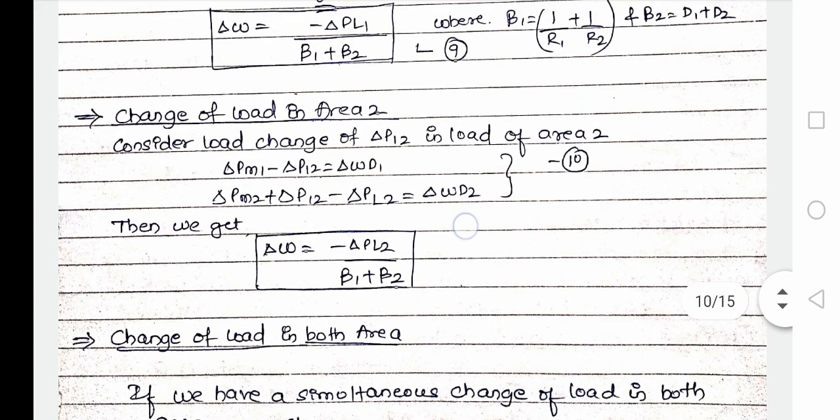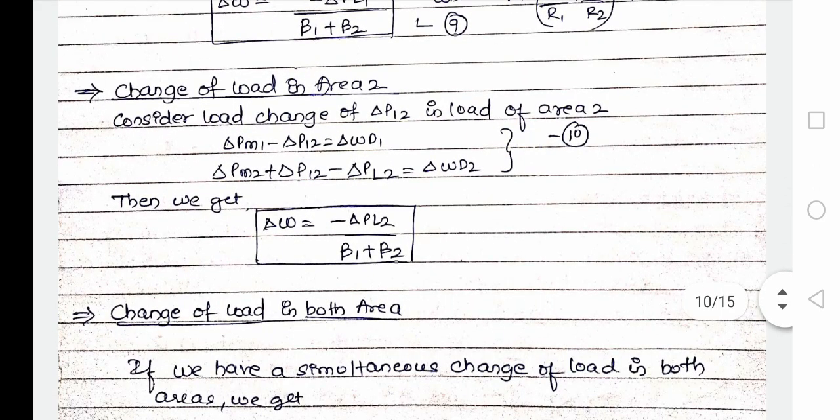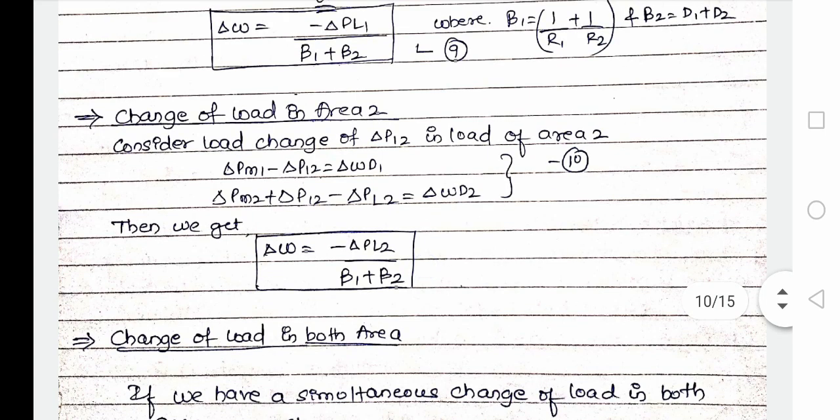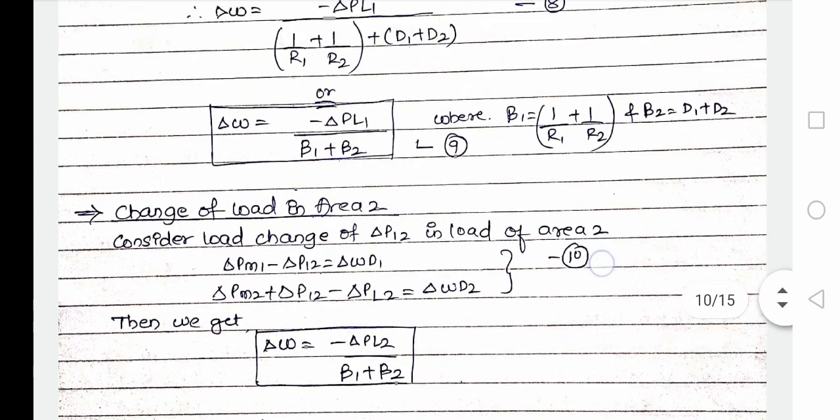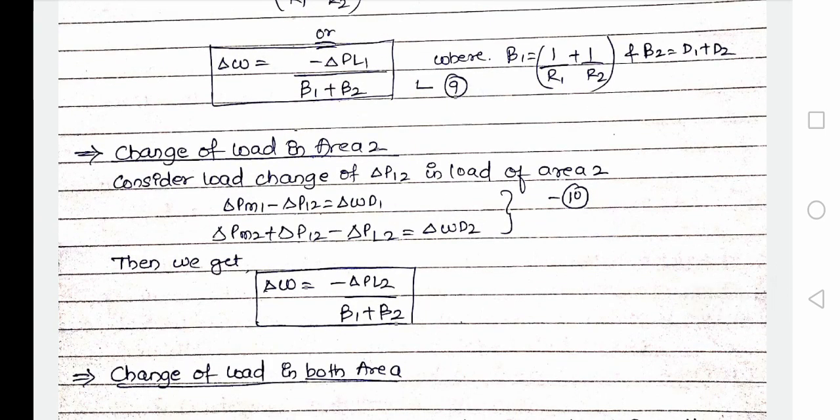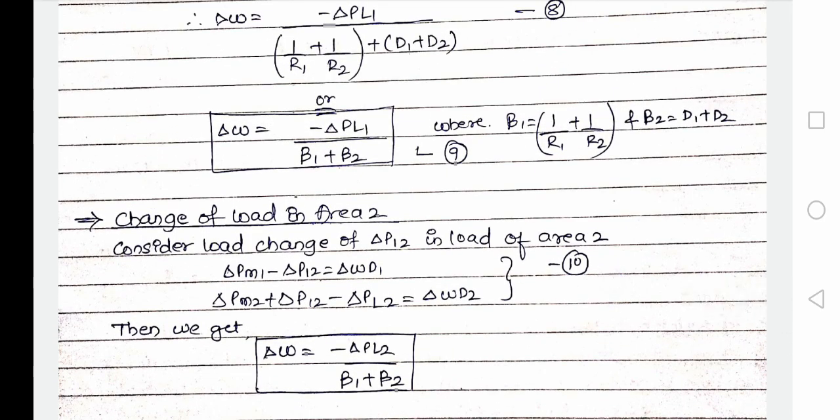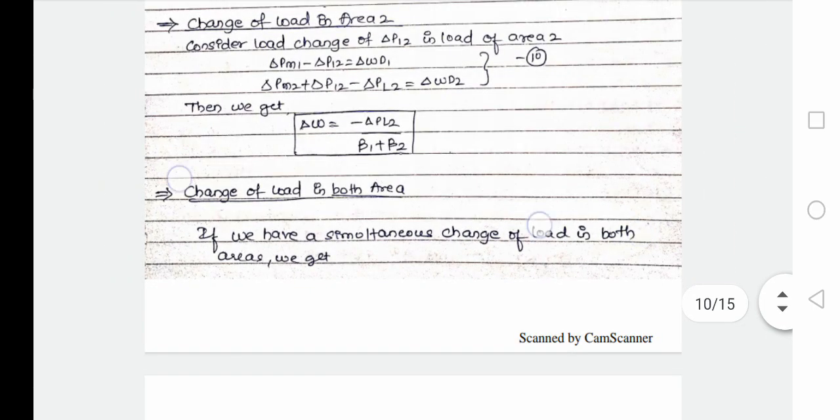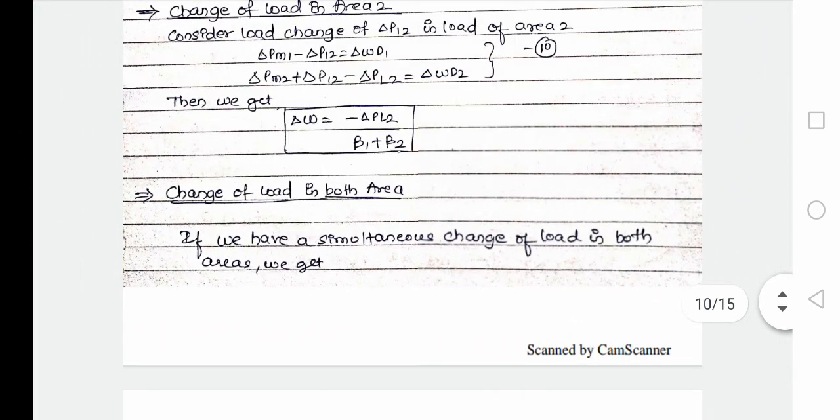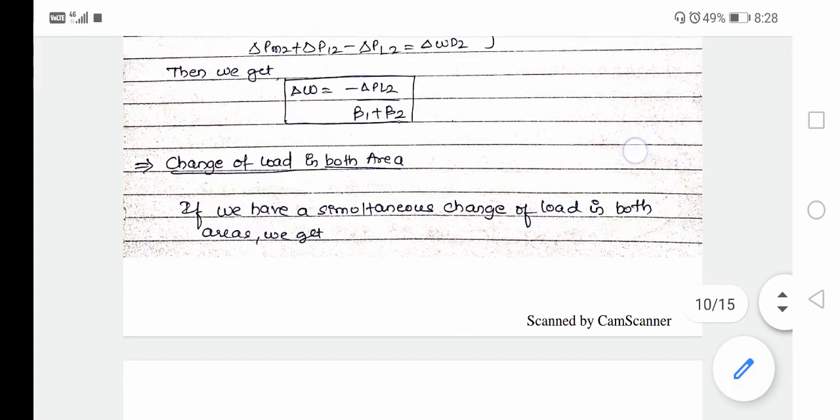So, if you proceed as we have done here, then directly you can write the equation as delta omega is equal to, instead of delta PL1 you have to write delta PL2, remaining as it is, beta 1 plus beta 2, right? So for equation number 9 and equation number 11, the only change is, instead of delta PL1, here you have to write minus delta PL2. Beta 1 and beta 2 remain as they are, 1 divided by R1 plus 1 divided by R2, and D1 plus D2. Here you are done with the change in the load with respect to area number 1 and area number 2.